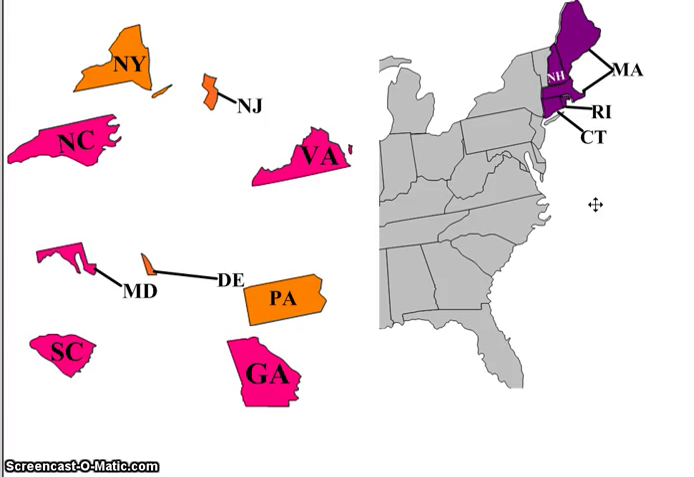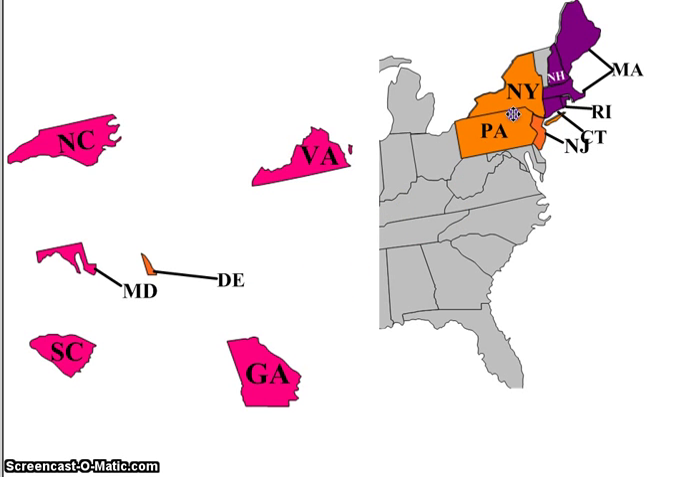Keep that in mind. The orange ones, New York, New Jersey, Pennsylvania, and teeny tiny Delaware make your middle colonies.